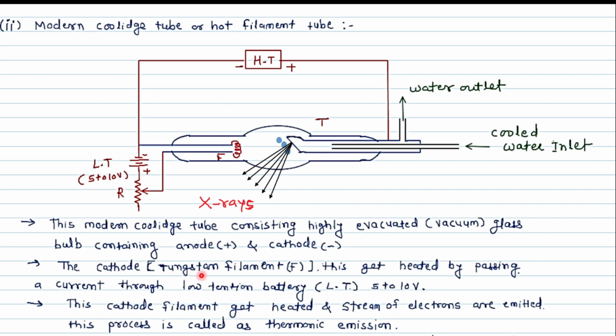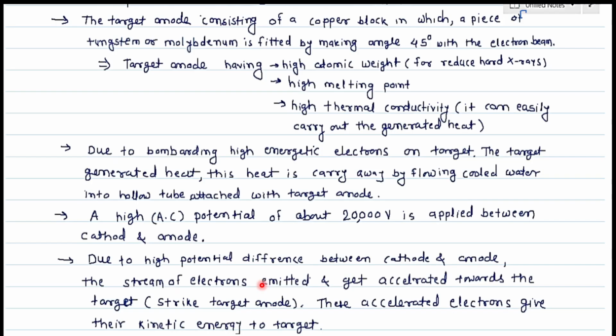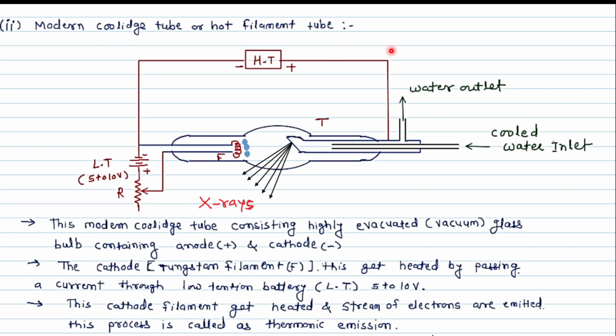The cathode is a tungsten filament. The target anode consists of a copper block in which a piece of tungsten or molybdenum is fitted at an angle of 45 degrees. In front of this anode is situated the piece of tungsten or molybdenum, which has a high melting point, because these electrons are accelerating toward the target and create very high heat. So a high temperature is created here.